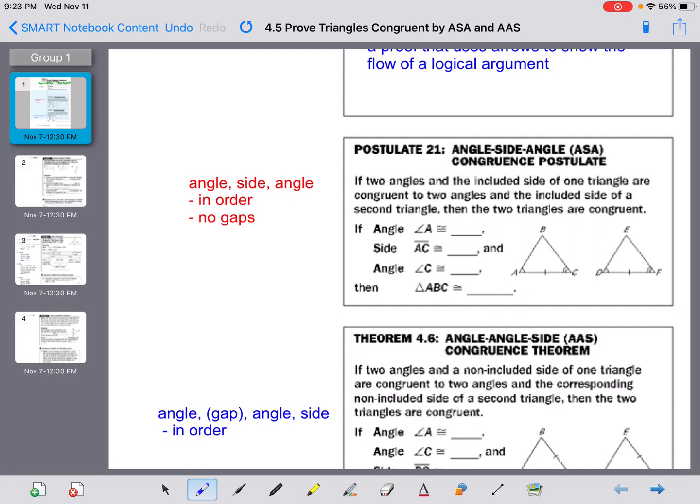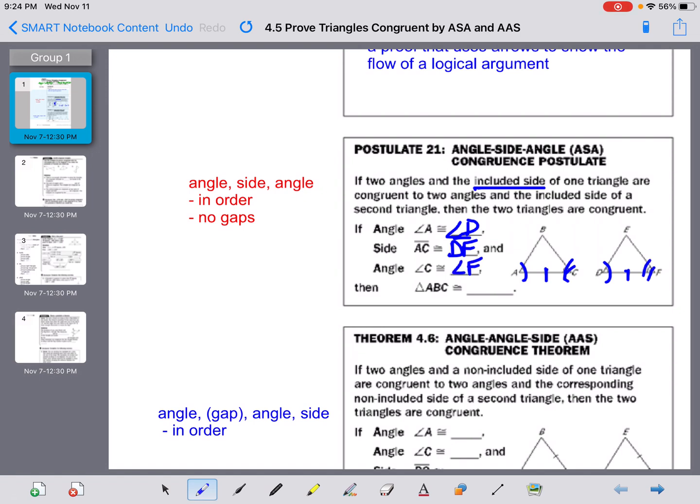So it says if two angles and the included side, that means the one right between the two angles, which is where we get the angle, side, angle with no gaps, are congruent to two angles and the included side of a second, then the two triangles are congruent. So I have angle A congruent to angle D. I have AC down here congruent to DF. And angle C congruent to angle F.